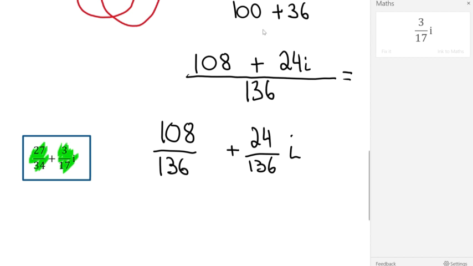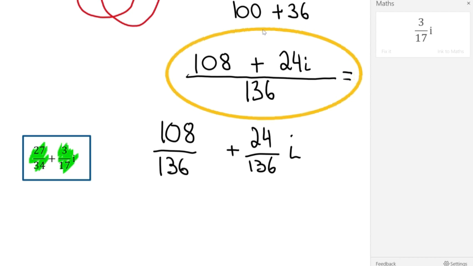Even though you get the answer like this when you multiply, you still need to simplify. Simplify, everyone, okay? Simplify your answer always, all right?